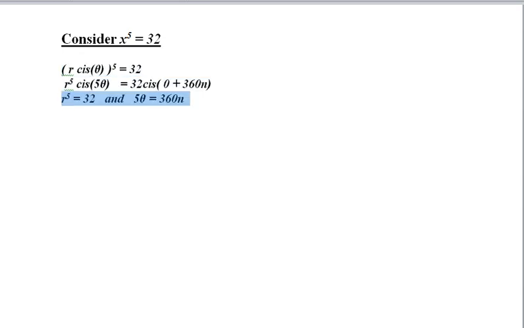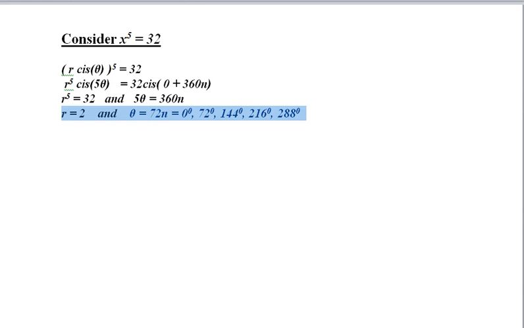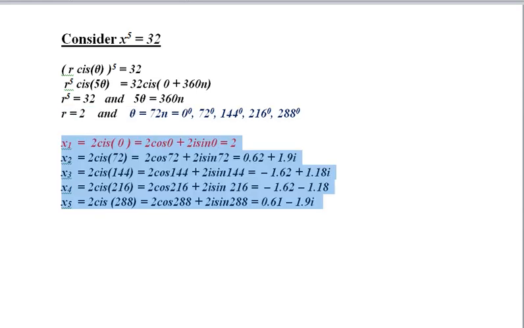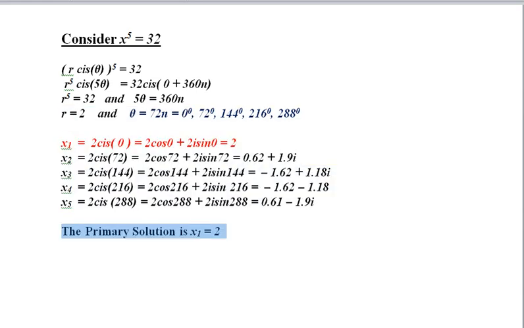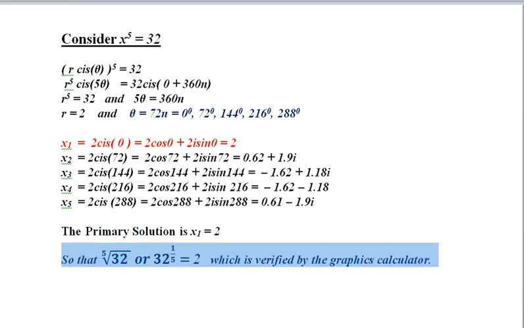Now consider x to the 5 equals 32, which will have 5 solutions. Again, by de Moivre's theorem, these are the 5 angles, and the 5 solutions are these. So simply we say the primary solution is x1 equals 2, and so the fifth root of 32, of course, is 2, which obviously can be verified on the graphics calculator.